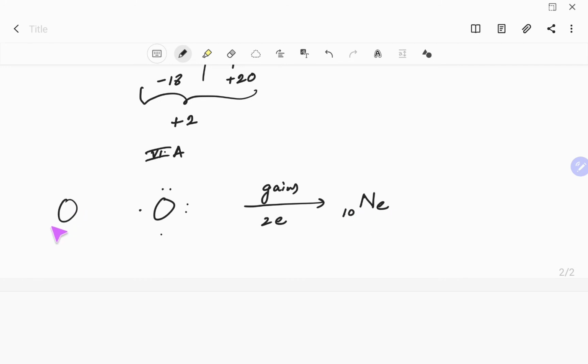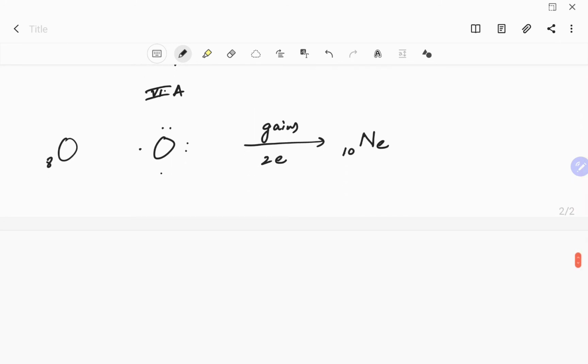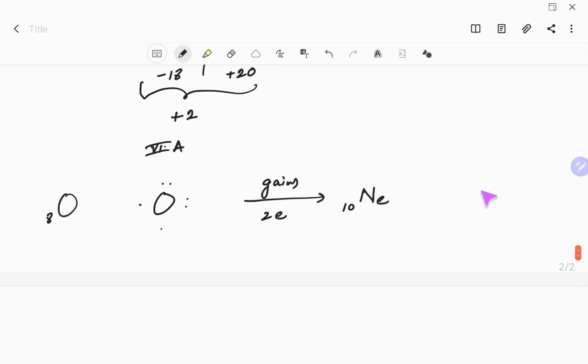Okay, oxygen of course has 8 electrons. So if you gain 2 more electrons, you will achieve the noble gas configuration of neon, which is much easier than losing all 6 valence electrons to get to the helium configuration. So oxygen will gain 2 electrons and achieve the noble gas configuration of neon. So if you are gaining 2 electrons, you will have 2 electrons in excess. So that is a 2 minus charge.